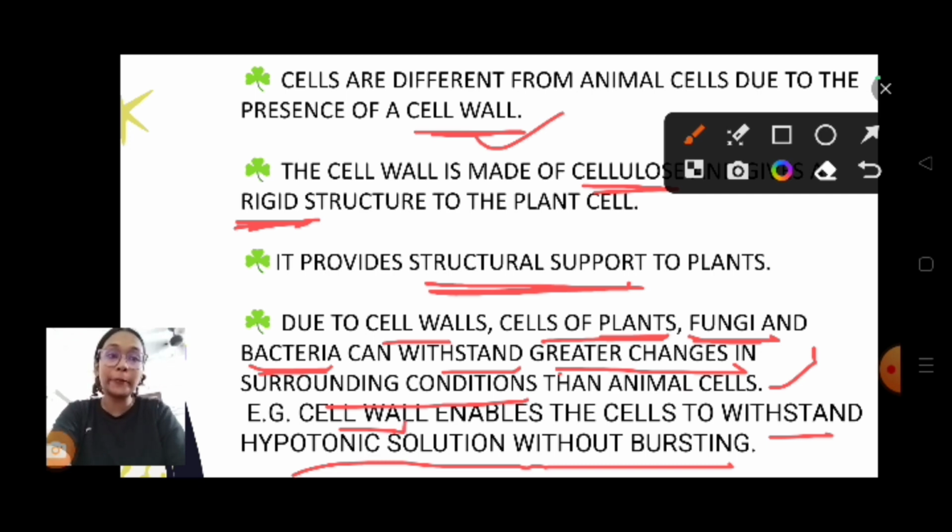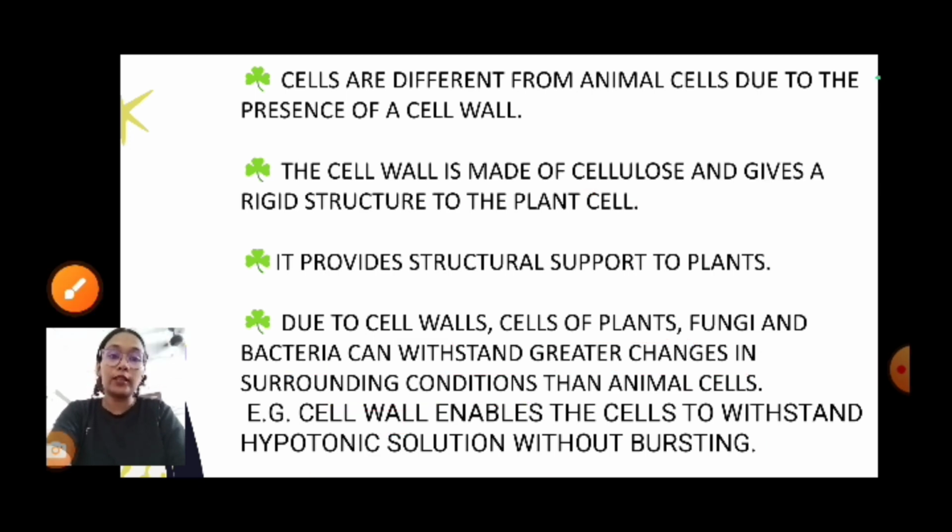Understanding clearly? See the points nicely. Okay. So can we move on to the next slide? So moving on to the next slide.